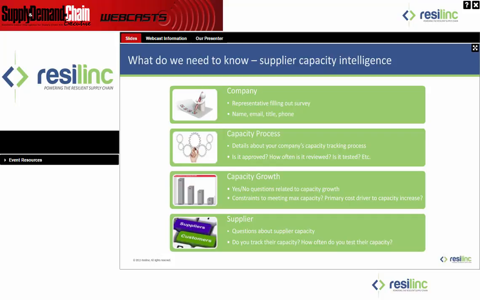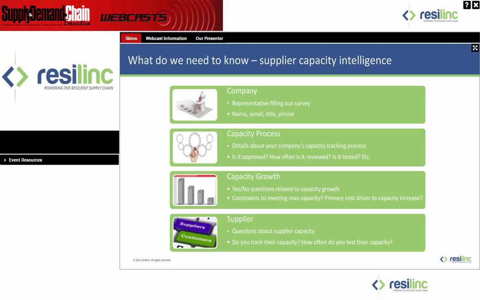Digging a little deeper, here is a quick overview, a summary of the kind of information we collect from your suppliers. We start with the company level information about who is providing the information about capacity management, what their role is at the company, and contact information. This is followed by a detailed questionnaire about the supplier's capacity management processes, such as does the supplier have a written process to manage capacity? Has the process been reviewed? How often does it get reviewed? Has it been approved by management, etc.?